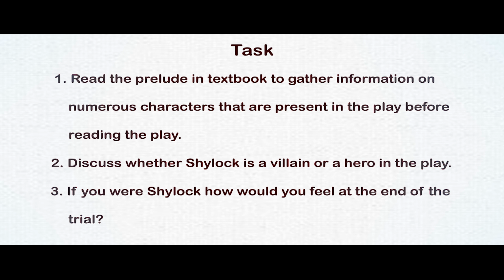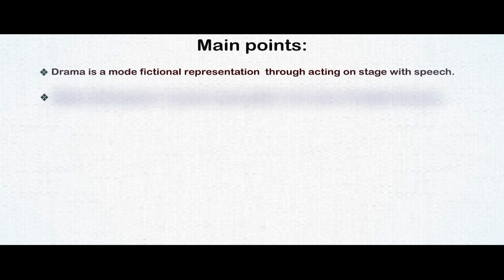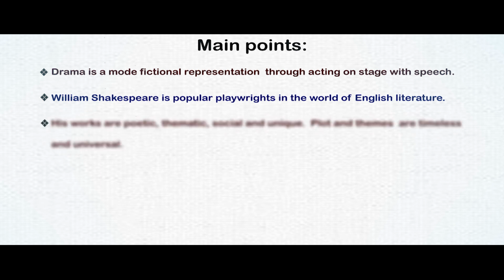I hope you all have understood, but before we close the lesson, I want to take you through some of the important points that we have discussed through this lesson. The main points are: drama is a mode of fictional representation through acting on stage with speech. We also talked about William Shakespeare being a very popular playwright in the world of English literature. His works are poetic, thematic, social, and unique. Plot and themes are timeless and universal.